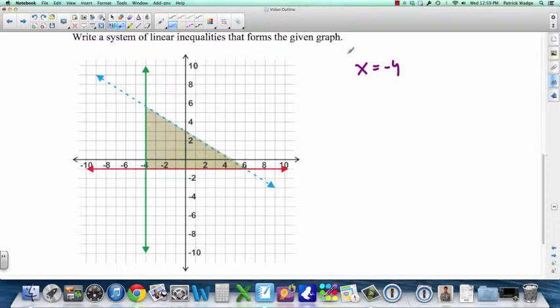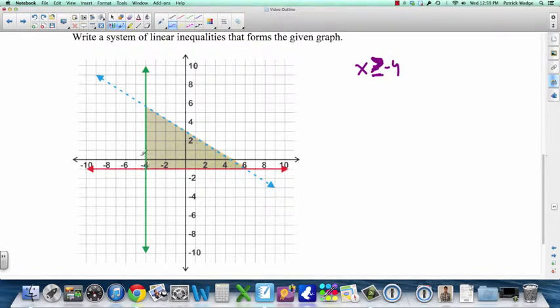But wait a minute, we're talking about inequalities here. We have this shading to the right of it. So that means, and it's a solid line, so we like the equals part, but we're also interested in all the points that are bigger than -4. So it actually should be x is greater than or equal to -4. Pretty messy, but hopefully you get that.